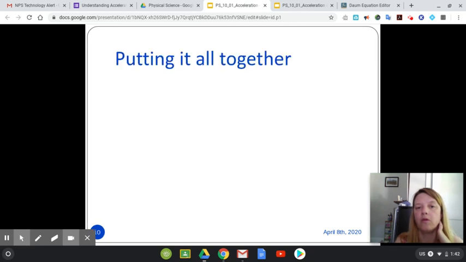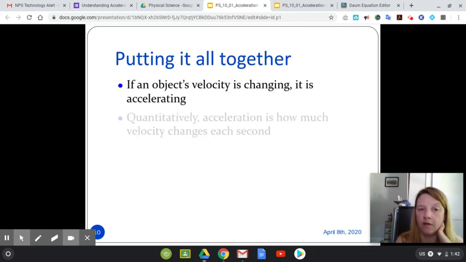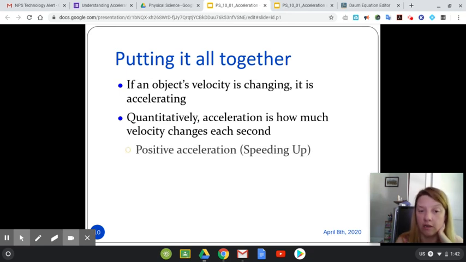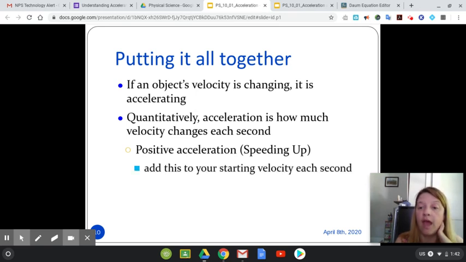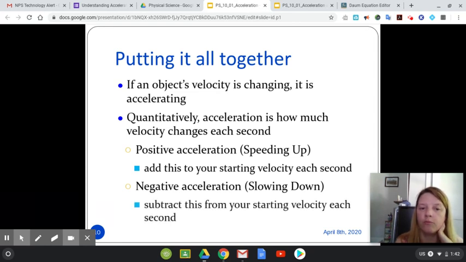Okay? So let's put it all together. If an object's velocity is changing, that means it's accelerating, however its velocity is changing. Quantitatively, the acceleration is how much that velocity is changing each second. You can have a positive acceleration, in which case you're speeding up, and then you add that number to your velocity each second. You can have a negative acceleration, in which case you're slowing down, and then you subtract that number from your velocity each second.